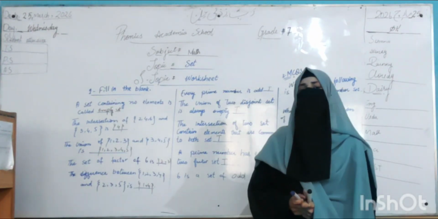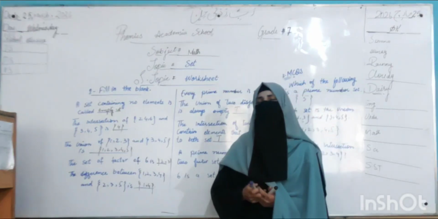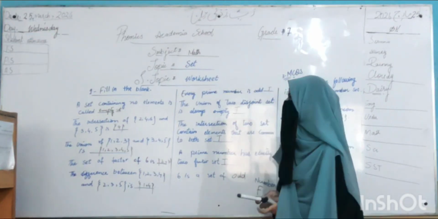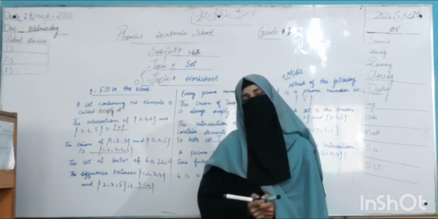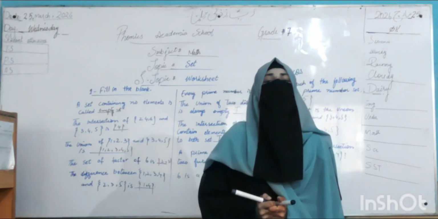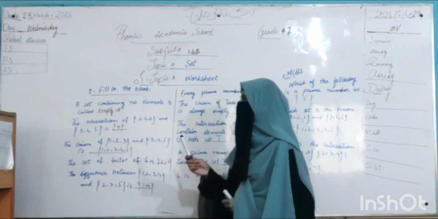You know that we have completed our unit number 1. So now today we have to do the worksheet of this unit. So let me start. The first part of the worksheet is filling in the blanks. The second part is true, false, and the third is the MCQs part. So let me start our worksheet today.